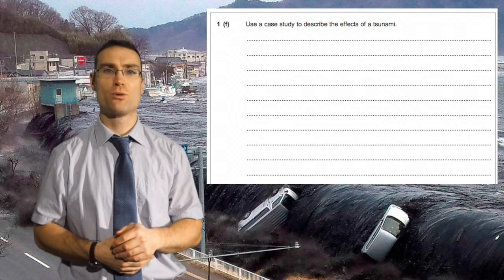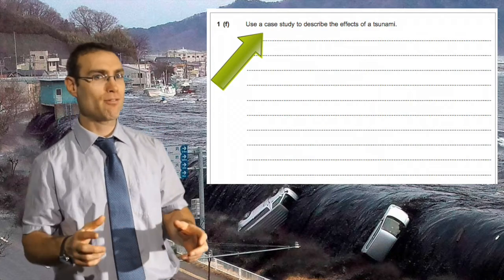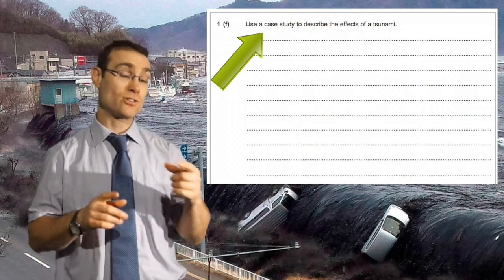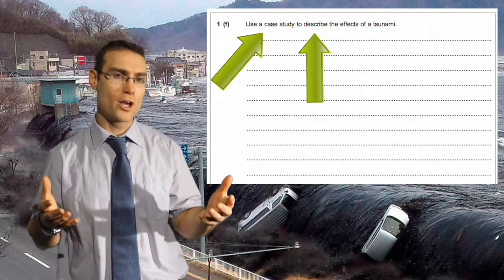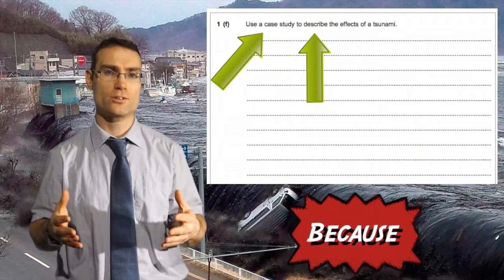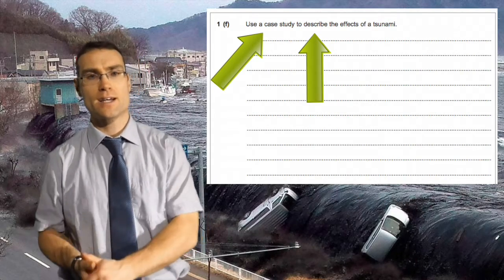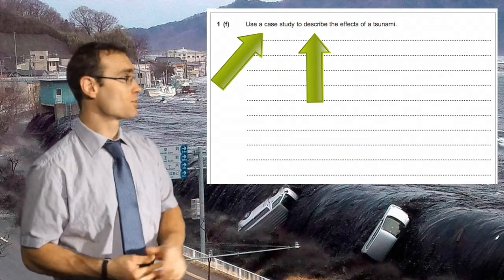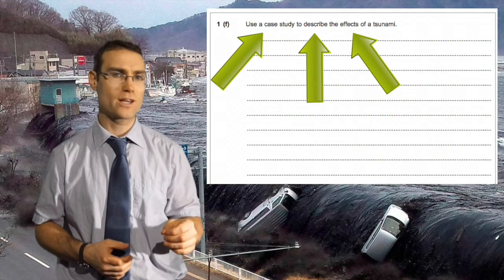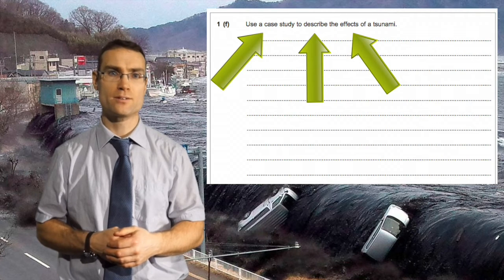So 3 things that are really important when you're reading this question. Number 1, it says use a case study. Therefore, we need to use a case study. Secondly, it says describe. Because it says describe, we don't need to explain. Therefore, we do not need to use the word because. We only use the word because in an explain question. The third thing that we need to point out from this question is where it says effects. Therefore, we are only talking about the effects. We do not need to include any specifics about the responses.